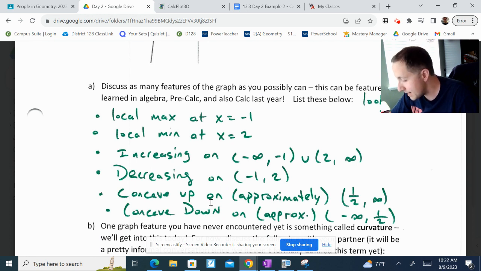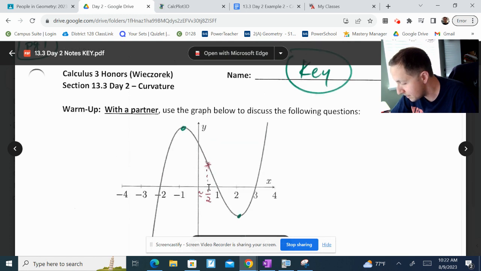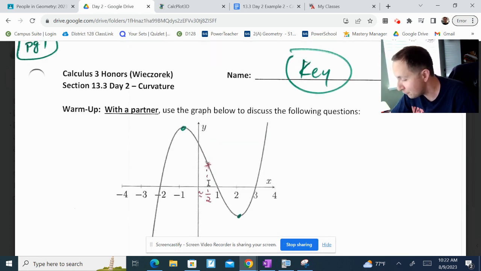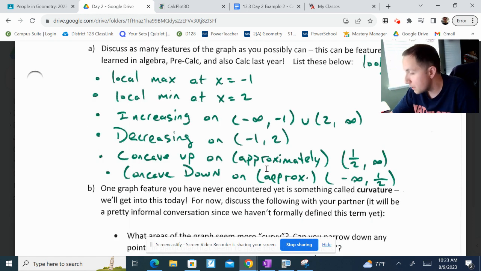The concavity, I estimated where the point of inflection was. So to me, it looked like it changed concavity at about x equals 1/2. So from -∞ to 1/2, it was concave down. And from 1/2 to infinity, it looks like that graph is concave up. So those are probably the features you were able to identify.